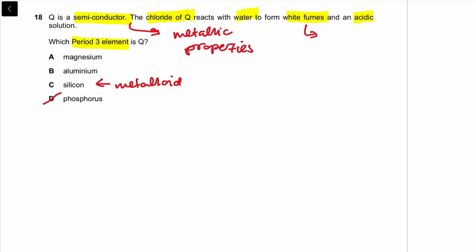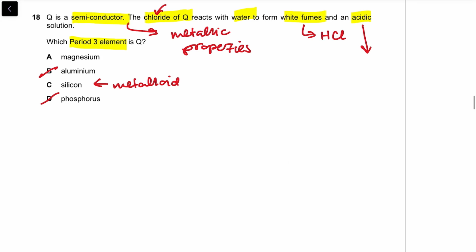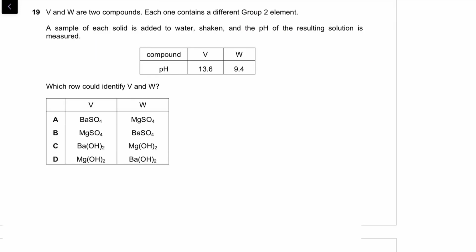Then it says that there are white fumes produced, and because we have chloride involved, then the white fumes are probably from HCl gas. When aluminium chloride reacts with water, no HCl is produced, so we can cross off B. Then it says the solution is acidic. Now, the only period 3 elements that can form acidic solutions would be aluminium, phosphorus, silicon, and sulfur. Therefore, A is also wrong because magnesium chloride reacts with water to form a basic solution, so the answer must be C.